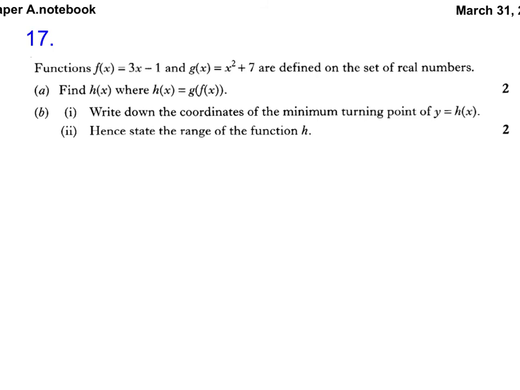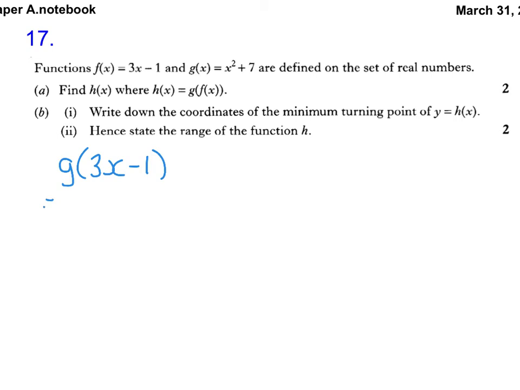Okay, so we've got another composite function question here. I just liked it because it talked about range in this one as well. So we're told f of x and g of x, and we have to find out what g of f of x is. So that means we are doing g of 3x minus 1.